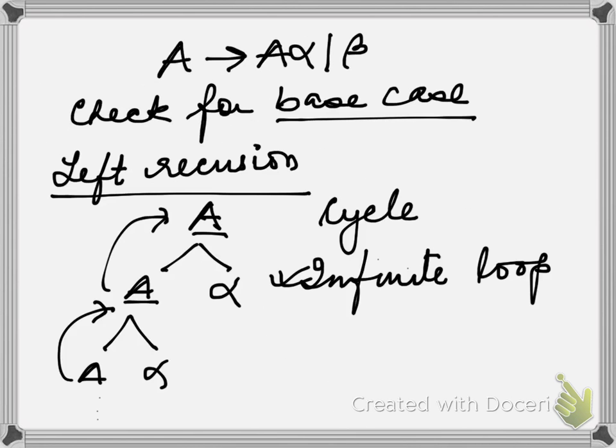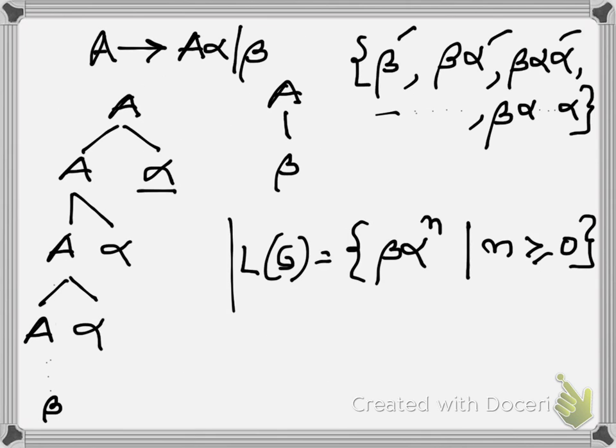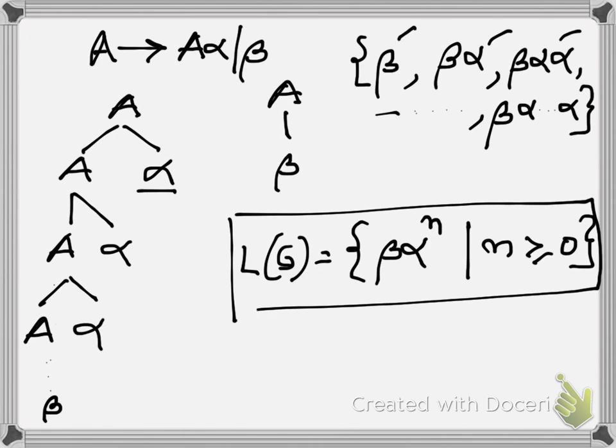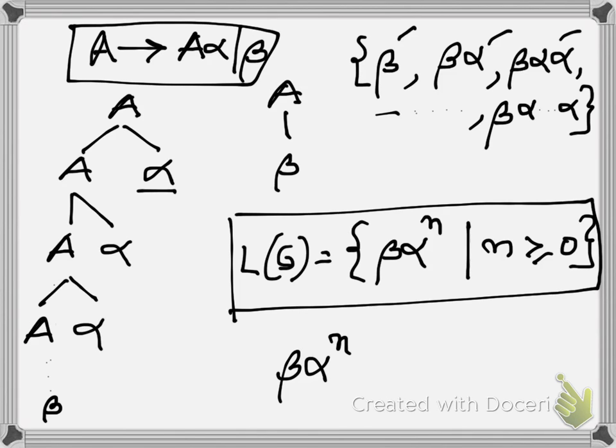As we have already seen, the language generated by this production is beta followed by zero or more alphas. Using this, we will try to rewrite this production rule in such a way that it generates the same grammar. We do not want to modify the grammar such that the language is changed. The language generated by the grammar should be the same, but we still want to eliminate the left recursion.